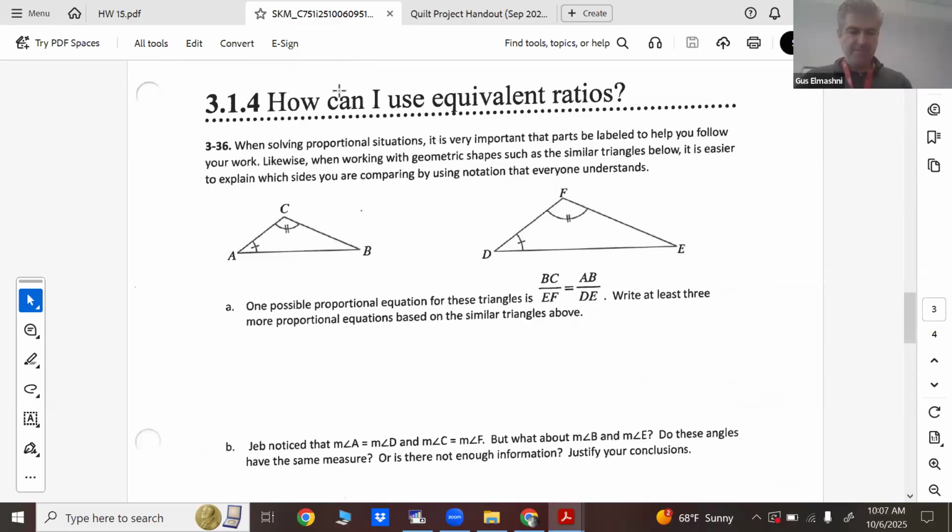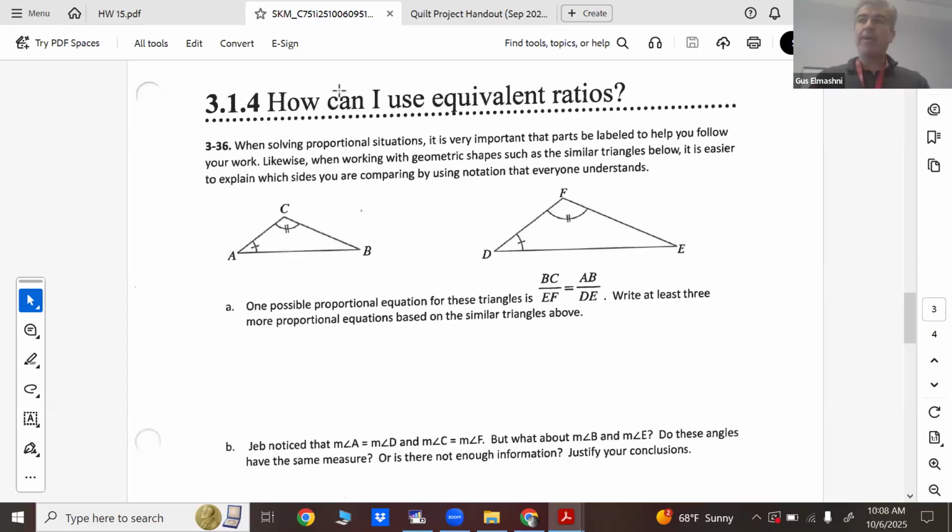When solving proportional situations, it is very important that parts be labeled to help you follow your goal. Likewise, when working with geometric shapes such as similar triangles below, it's easier to explain which sides you're comparing by using notation that everyone understands. So it's kind of like a language, or symbols. We want to make sure there's clarity and we're on the same page.